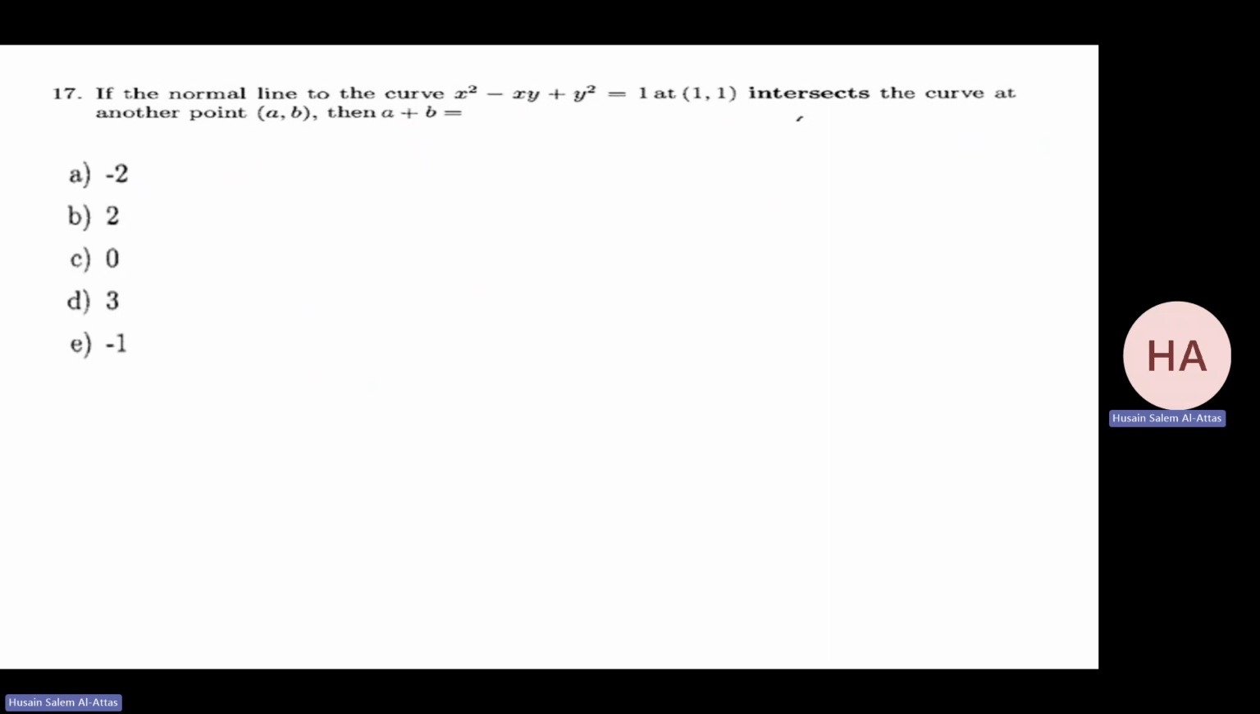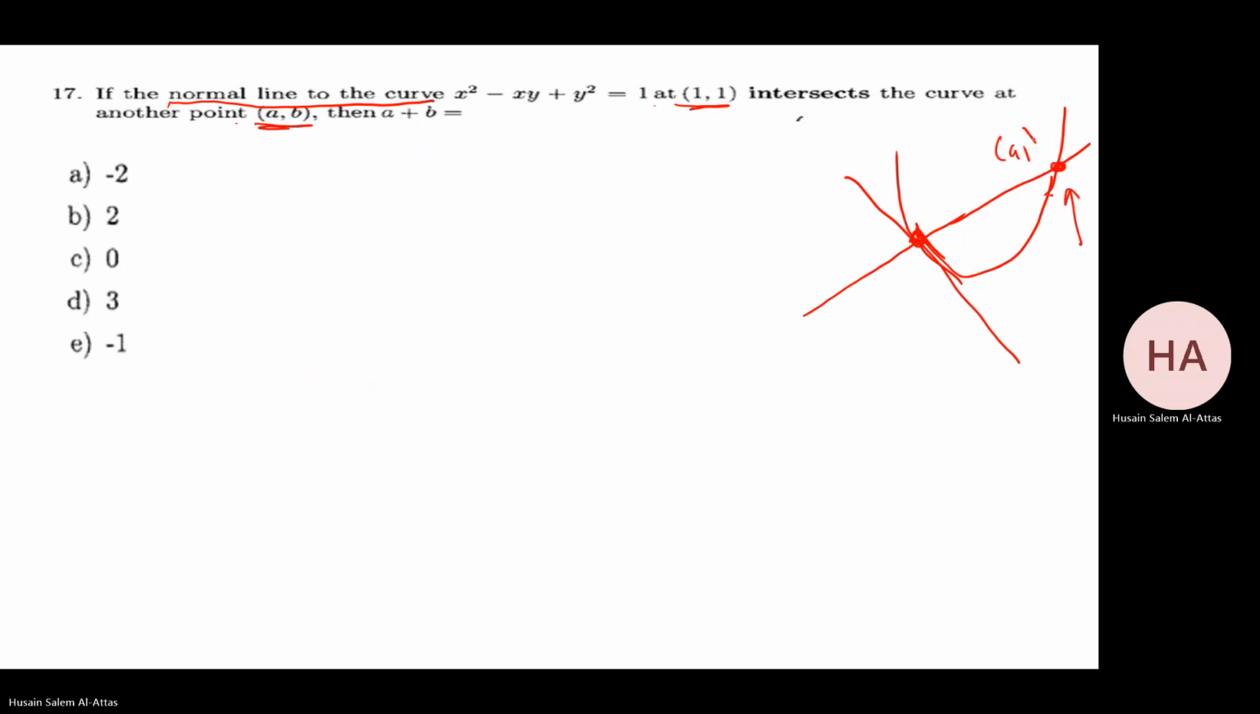If the normal line to the curve at this point intersects the curve at another point. I have a curve. There is a tangent line. The curve, let me say, does something like this. Who cares? I have a tangent line, and I have a normal line which intersects the curve at another point. This is what I'm looking for. I'm not looking for the point of tangency, which is here at 1 and 1. I'm looking for this point.